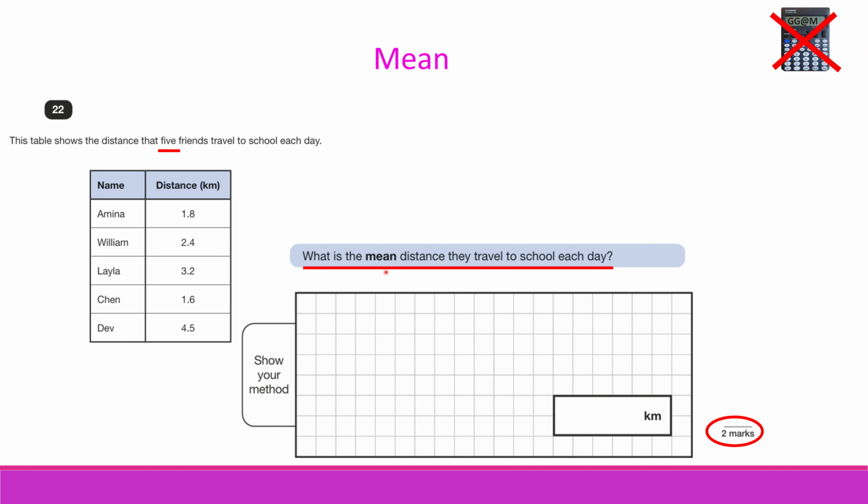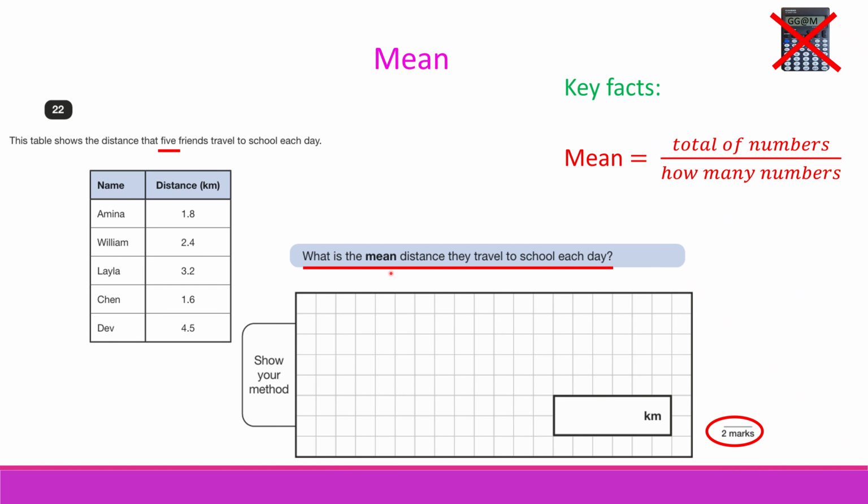So you need to know what that word mean is. So your key facts. The word mean means the total of all the numbers. So here are my numbers, the total. Remember the word total means add. So we've got to add up all the numbers and you've got to divide by how many numbers there are.